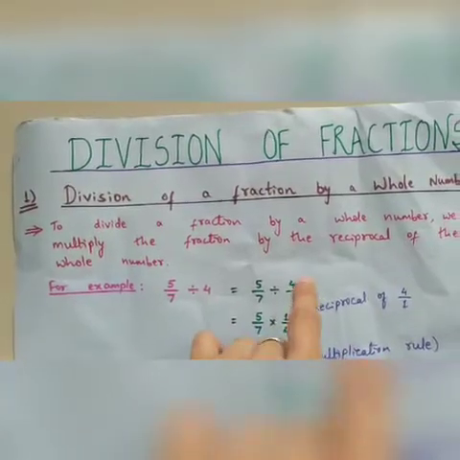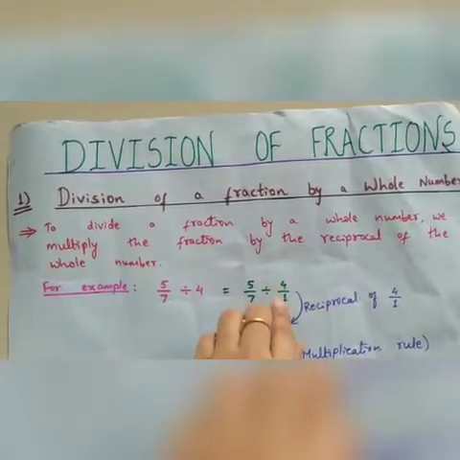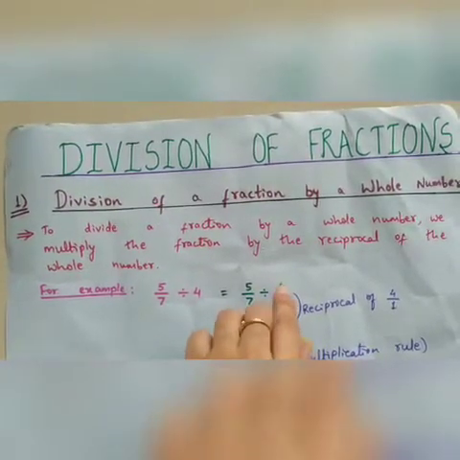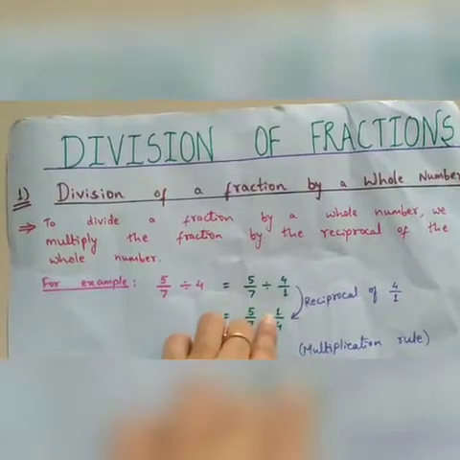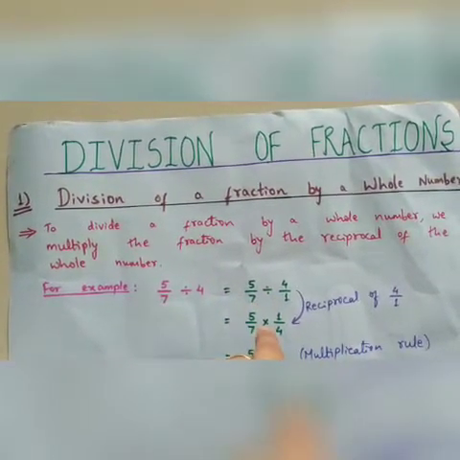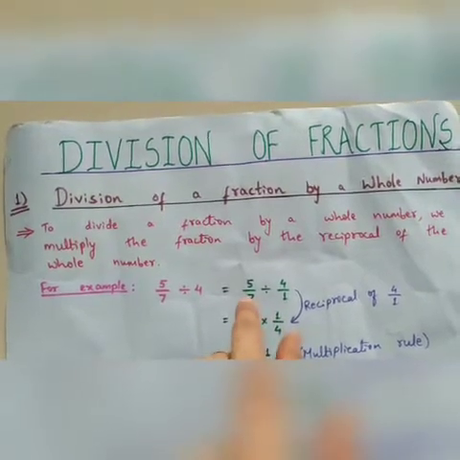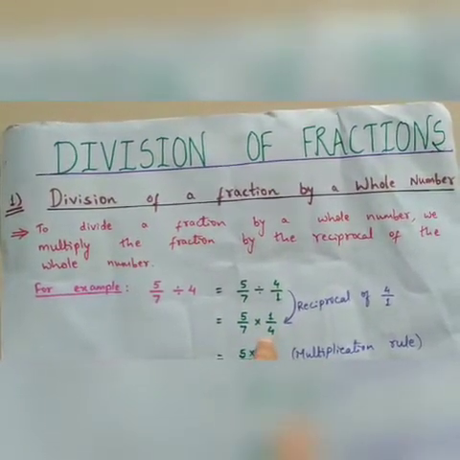So in this division of a fraction by a whole number, what we have seen is that we have to multiply by the reciprocal. So what is the reciprocal of 4 by 1? The reciprocal of 4 by 1 is 1 by 4. And here we have to multiply by the reciprocal. So we get 5 by 7 multiplied by 1 by 4.